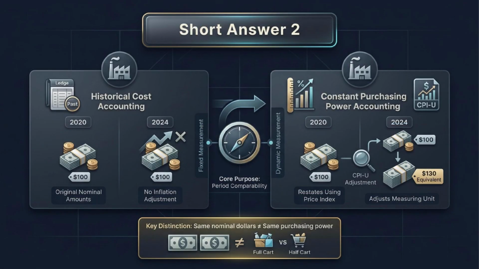The second short answer question asks about constant purchasing power versus historical cost. Historical cost keeps amounts in original nominal dollars from the transaction date. Constant purchasing power restates those amounts using a price index so that different periods are expressed in comparable purchasing power units. The key exam phrase is measuring unit. The underlying asset or transaction has not changed. The reporting lens has changed so that users can compare old and current amounts more fairly.